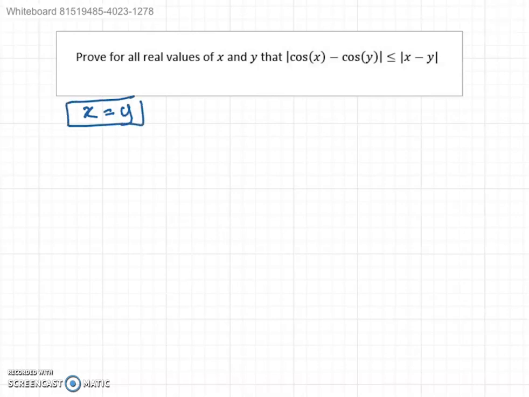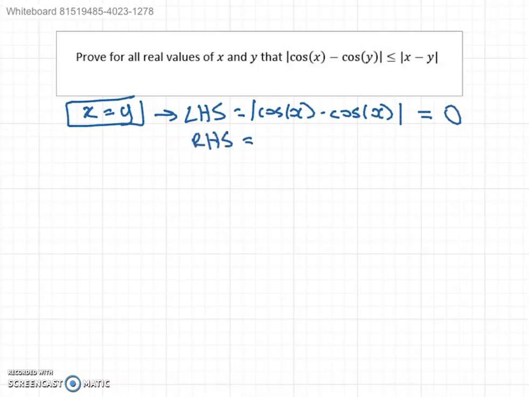When x and y are equal, the left hand side will equal cos x minus cos x, which is equal to 0, and the right hand side is equal to x minus x, which is also 0. And since the left hand side and right hand side are equal, the inequality is true for when x is equal to y.